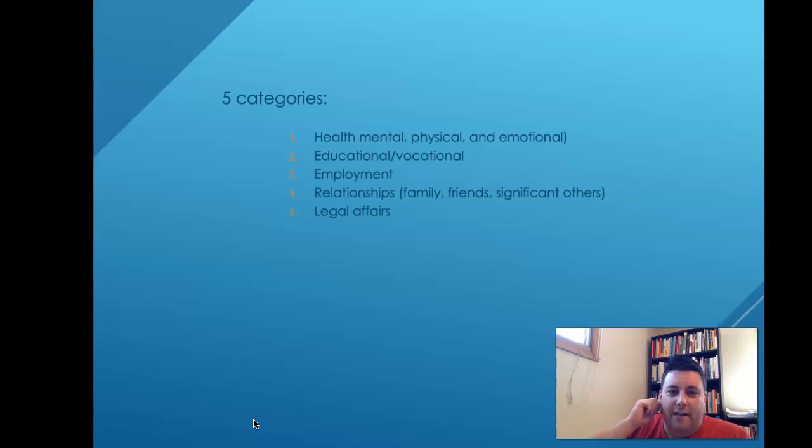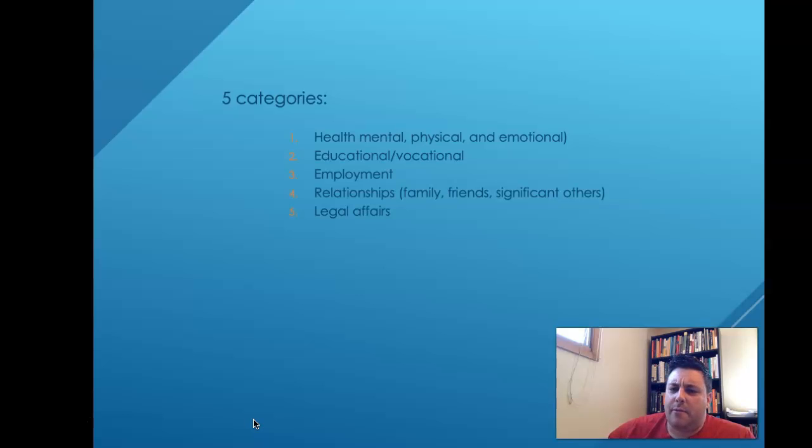There are really five categories of interventions that social workers work with. There are health interventions that encompass mental health, physical health, and emotional health. A lot of people think of that as clinical social work, micro work. In a sense, all of this is micro to a point. Then there are educational or vocational interventions, employment interventions, relationship interventions, and legal or advocacy interventions.